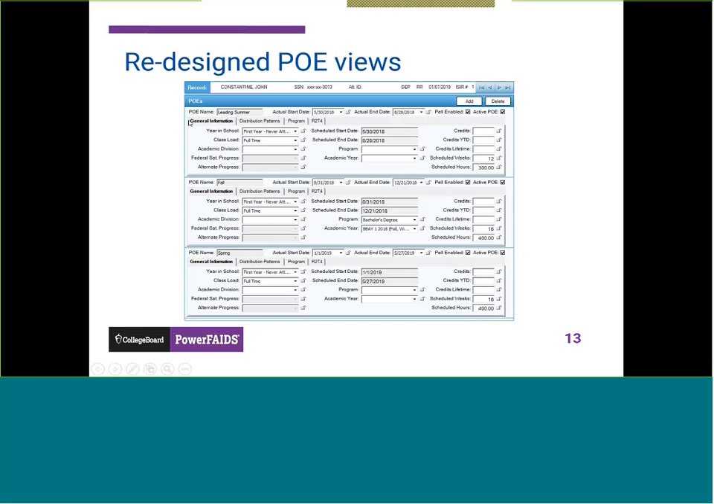And instead, we created this series of tabs. You can see general information, distribution patterns, program, and R2T4, so that you have those set of 4 tabs on each POE. And now without needing to use a scroll bar, this POE view can see 3 full POEs at a time, as you see on this slide.